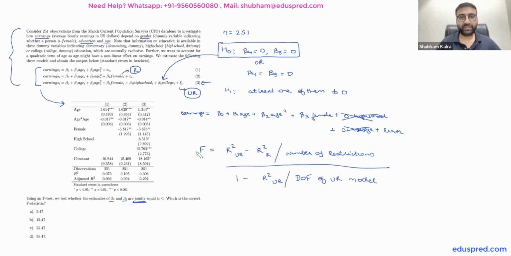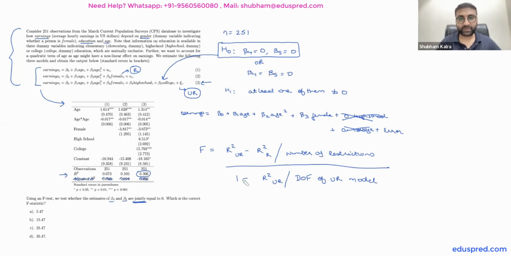So first of all, we need to know what is the R square of the unrestricted model. Well, we know that the unrestricted model is model number 3, and it's given over here that the R square of model number 3 is 0.306. Note that in the F formula, you have to work with R square and not adjusted R square. So these adjusted R square values are given over here just to confuse you. So do not take a look at these values. Okay, these are of no use.